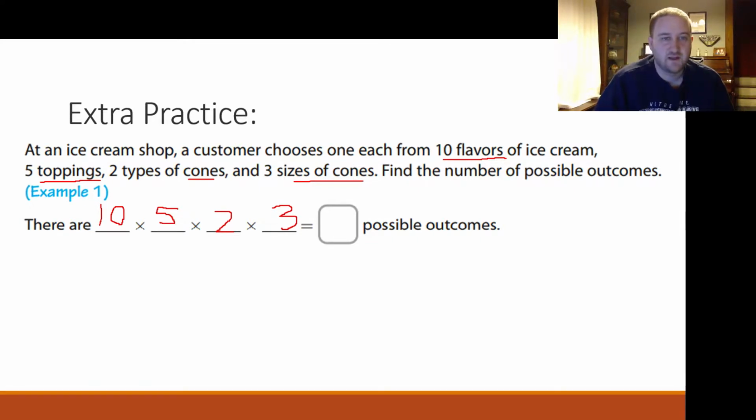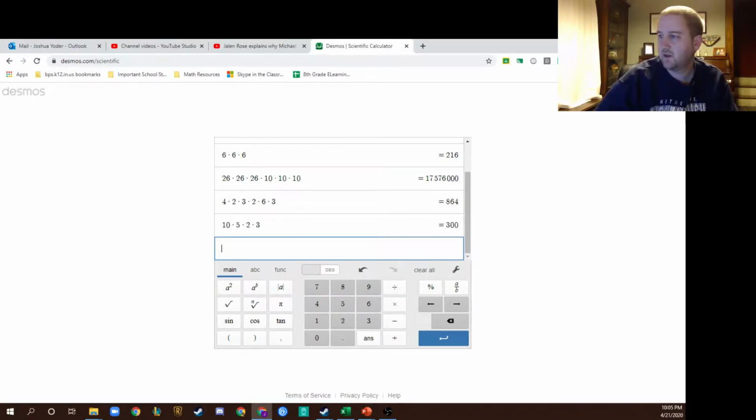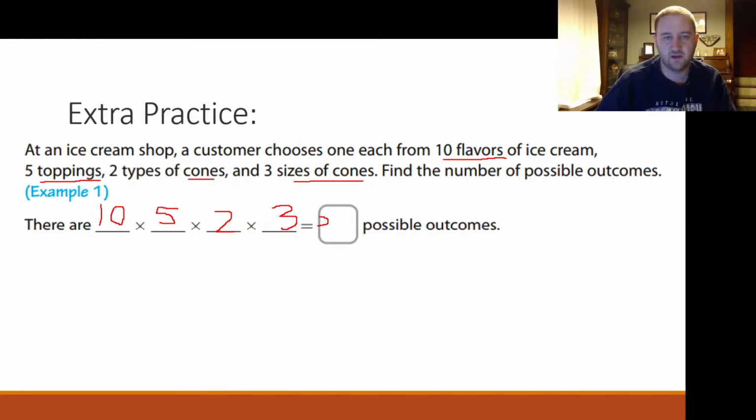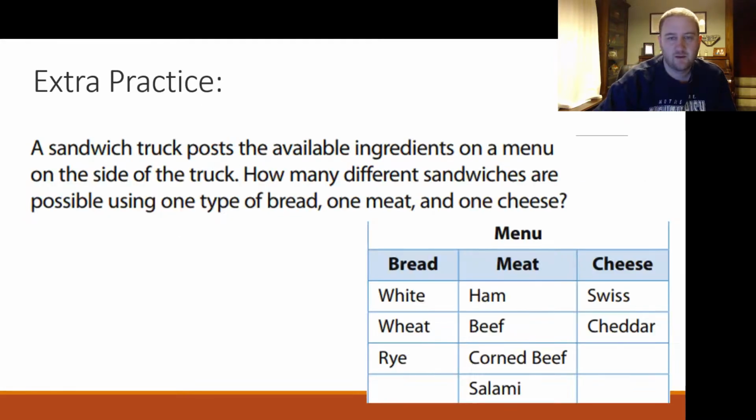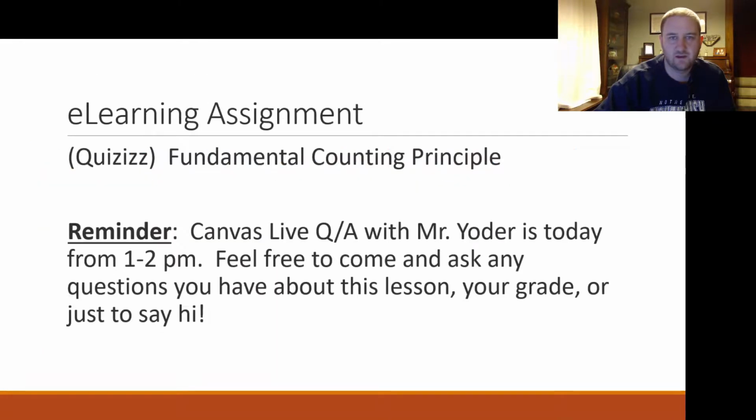Okay, so there's this many possible outcomes. So we've got to take 10 times 5 times 2 times 3, and we get 300 possible outcomes of ice cream. Okay. All right, I think we kind of get the idea. So we're going to go ahead and skip the rest of this.